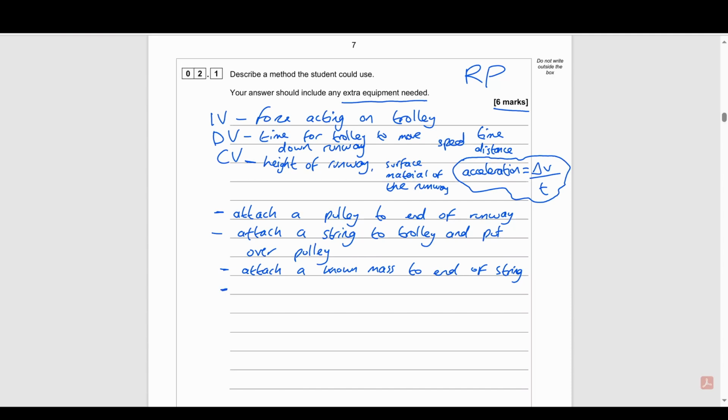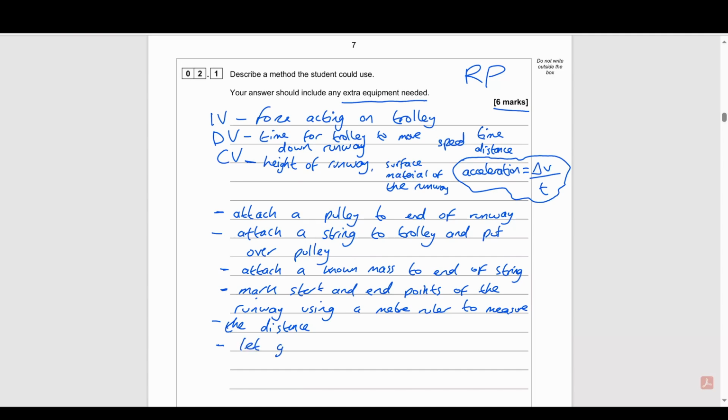Next thing you want to describe is what we're going to do on the runway. So marking the start and end points of the runway. But we have to use a ruler so we can measure that distance, because we don't want that to change. And then once we are ready to begin, what we can do is let go of the masses and then start the stopwatch when the trolley goes past the start point and stop it when it reaches the end point.